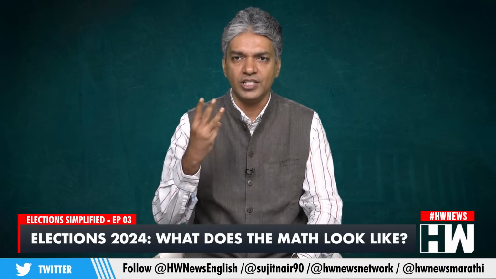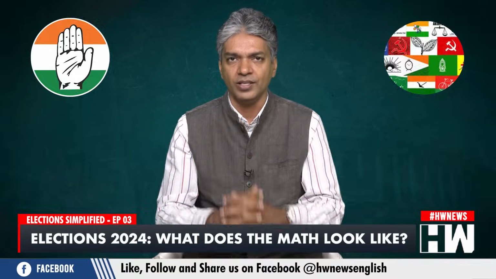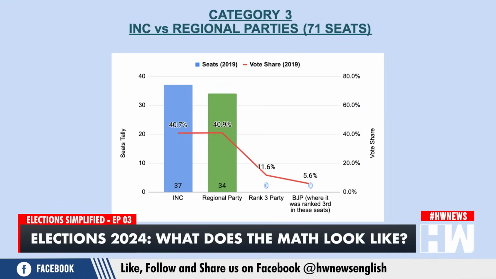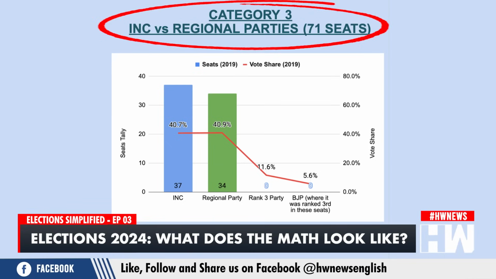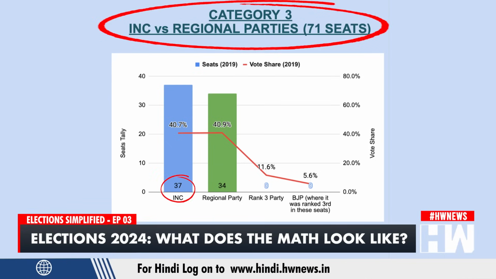So now let's discuss the category 3 seats, which is between the Congress and the regional parties. The Congress and the regional parties fought together in 71 seats in 2019. While the Congress won 37, the regional parties won 34. So it was mostly neck and neck.